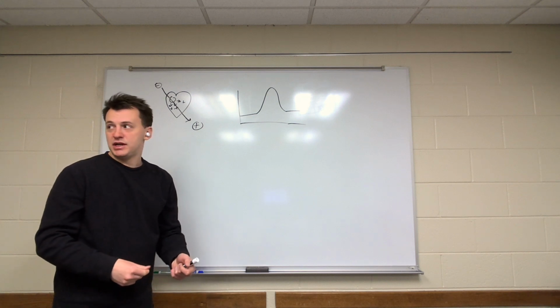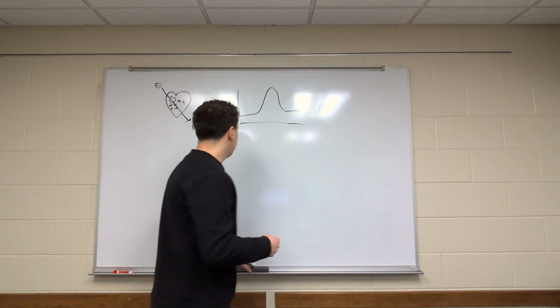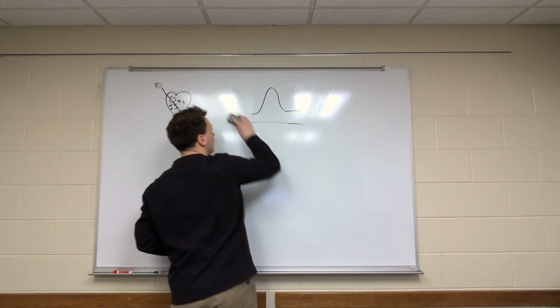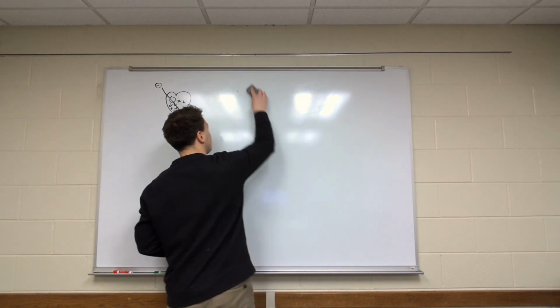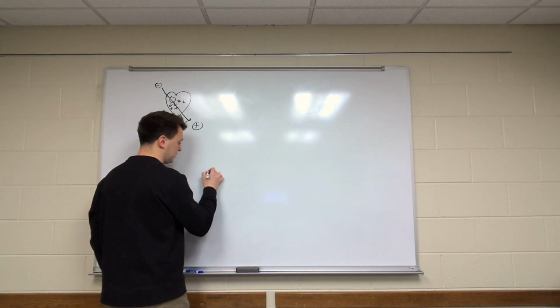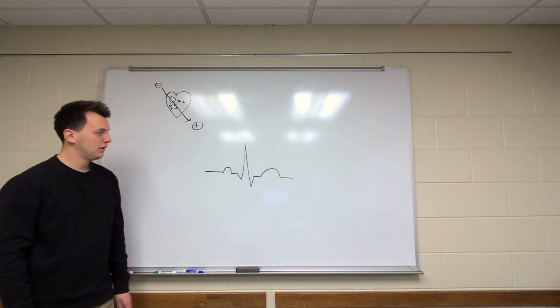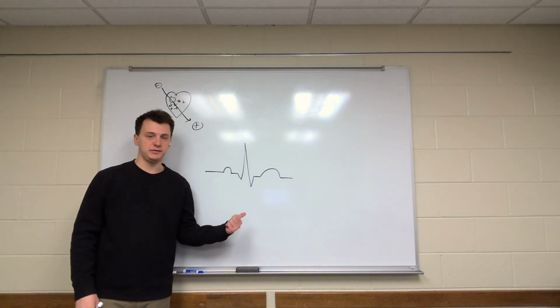From these action potentials and this data that we could receive, we can make a graph. It's a certain type of graph you may know, and it looks like this. You probably recognize this. This is an ECG.